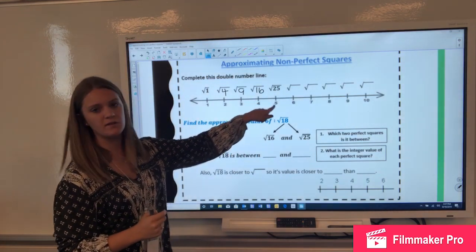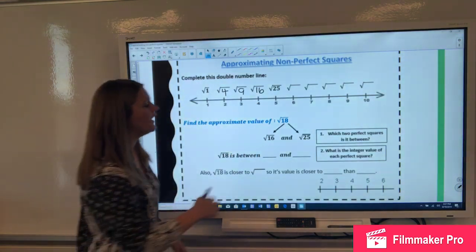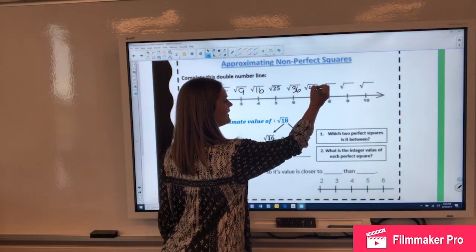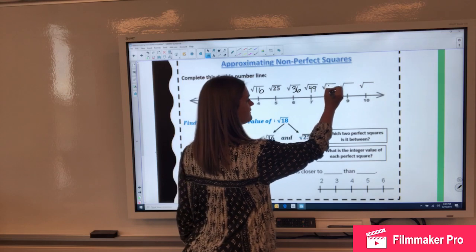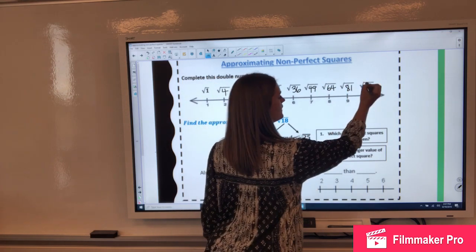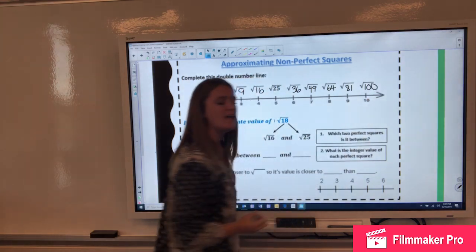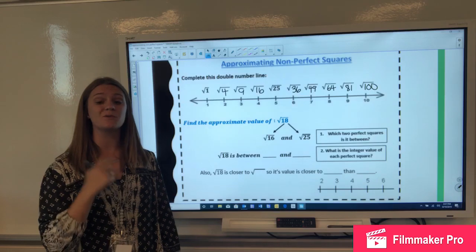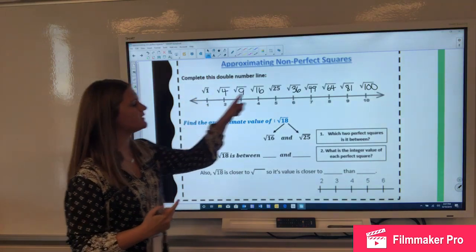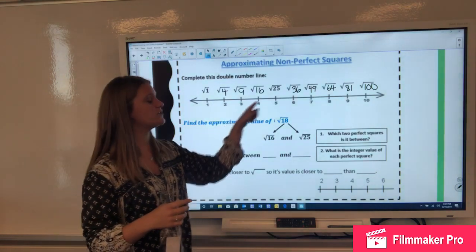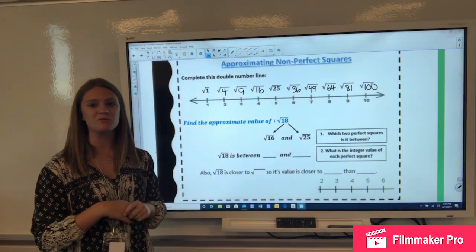We already have the square root of 25 as being on 5. All right, 6 squared is 36. 7 squared is 49. 8 squared is 64. 9 squared, 81. And 10 squared is 100. This double number line will allow you to approximate non-perfect square roots with ease because you can quickly identify between which two perfect squares it would fall, and therefore between which two integer values your square root would fall.